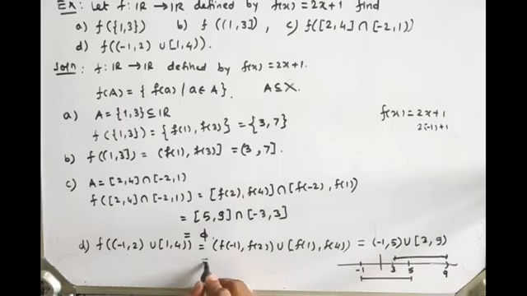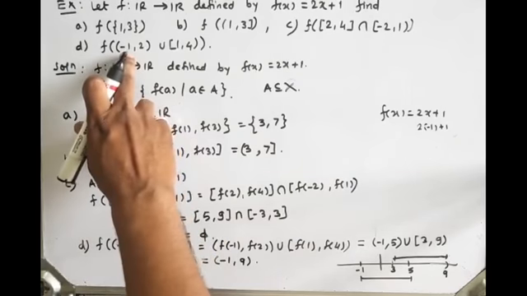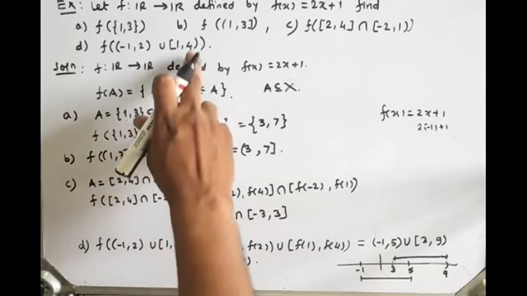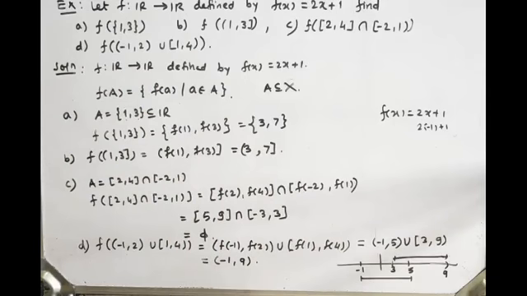So the union of these sets will be from -1 to 9. So here the interval is an open interval, so here -1 to open interval 9. This is the image of the subset f of -1 to 2 union closed interval 1 to 4, which is -1 to 9.